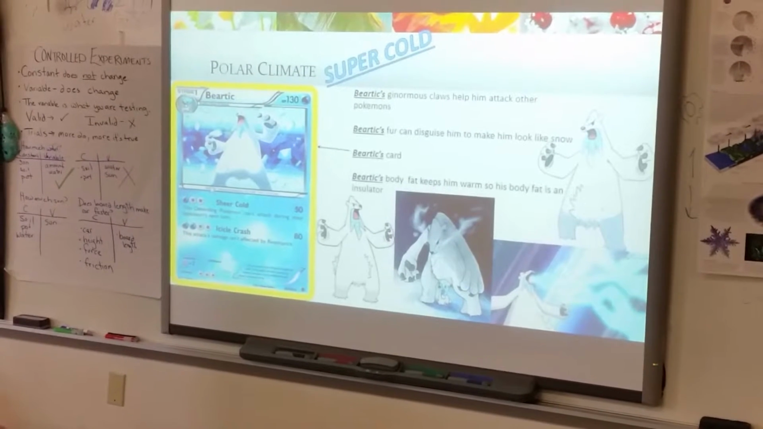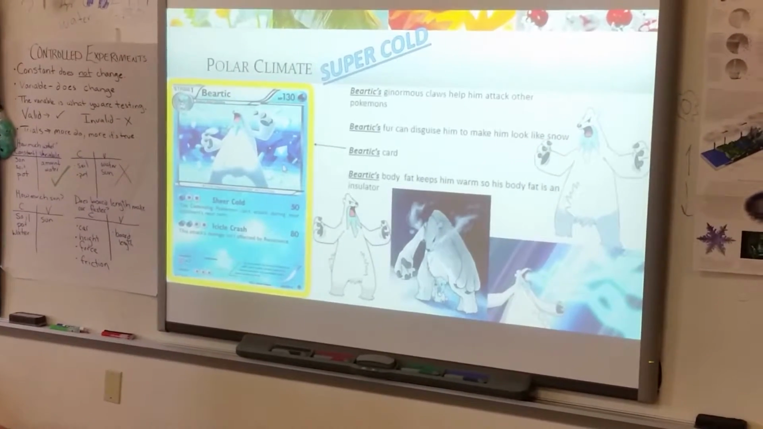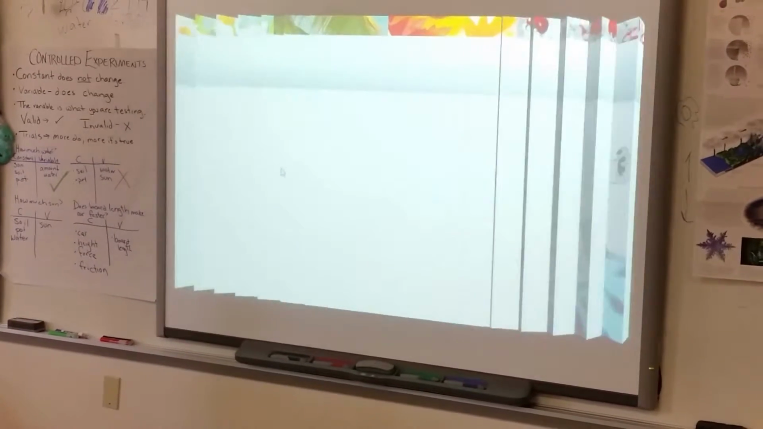That's a bear tick? Yes. So, yeah, he can use a sheer cold move and an icicle crush, which I have no idea what those are.